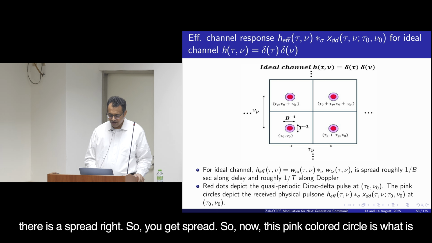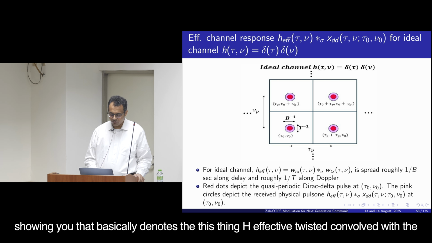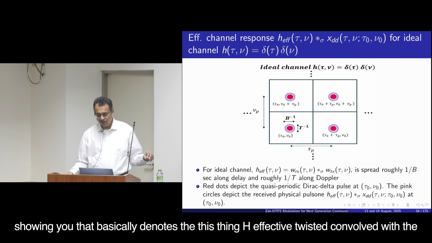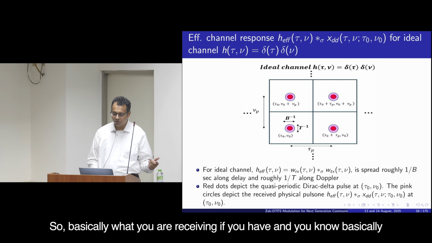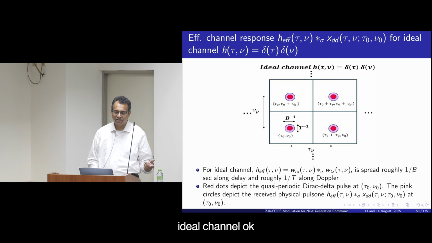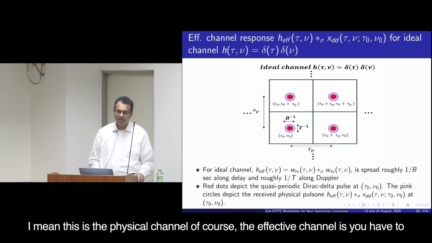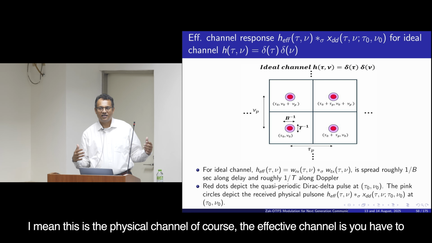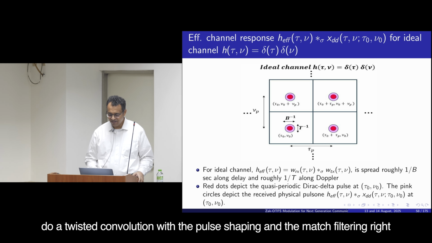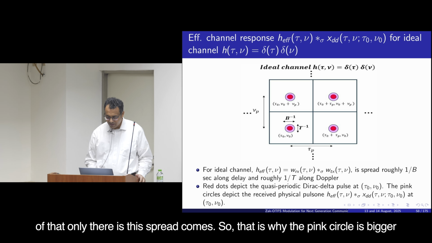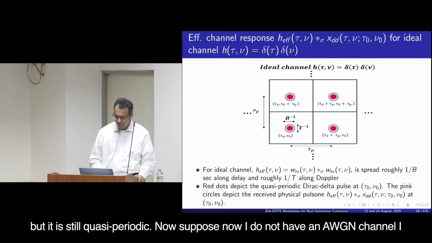So now this pink colored circle denotes this thing, H effective two-state convolved with the Dirac delta pulse. So basically what you are receiving if you have an ideal channel. Okay, I mean, this is the physical channel. Of course, the effective channel is you have to do a two-state convolution with the pulse shaping and the matched filtering, right. And it is only because of that that this spread comes. So that is why the pink circle is bigger than the red dot, but it is still quasi periodic.